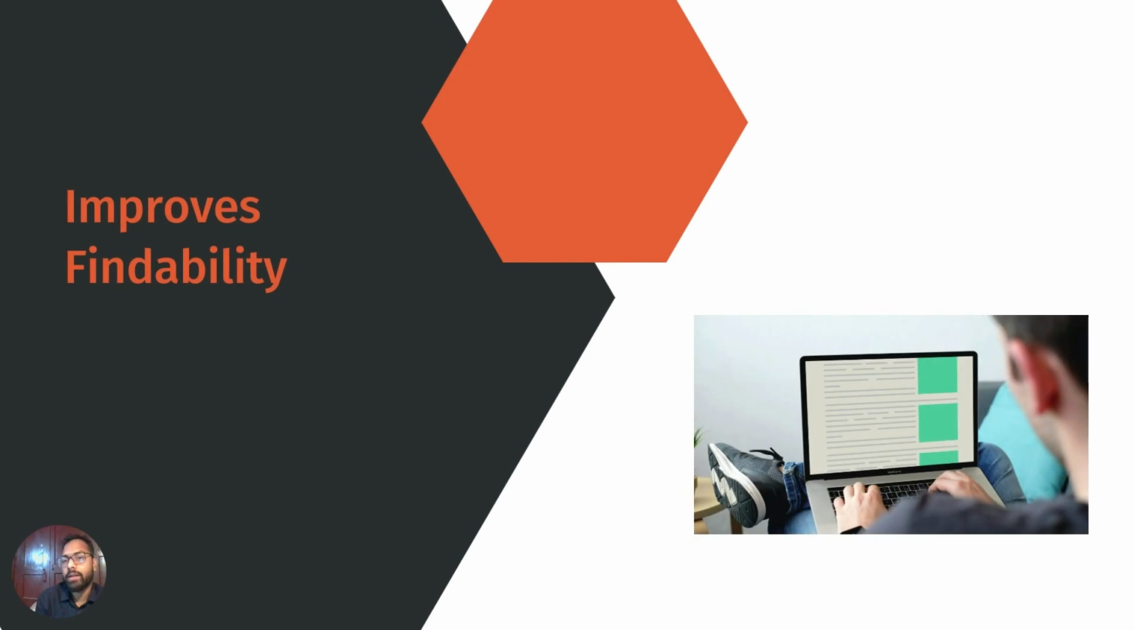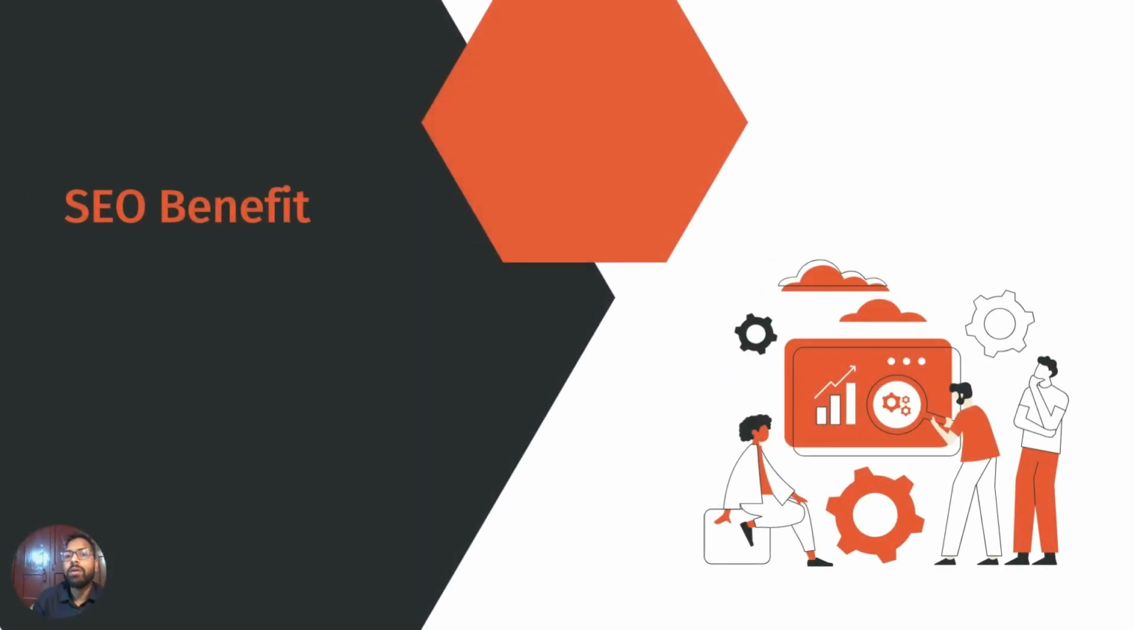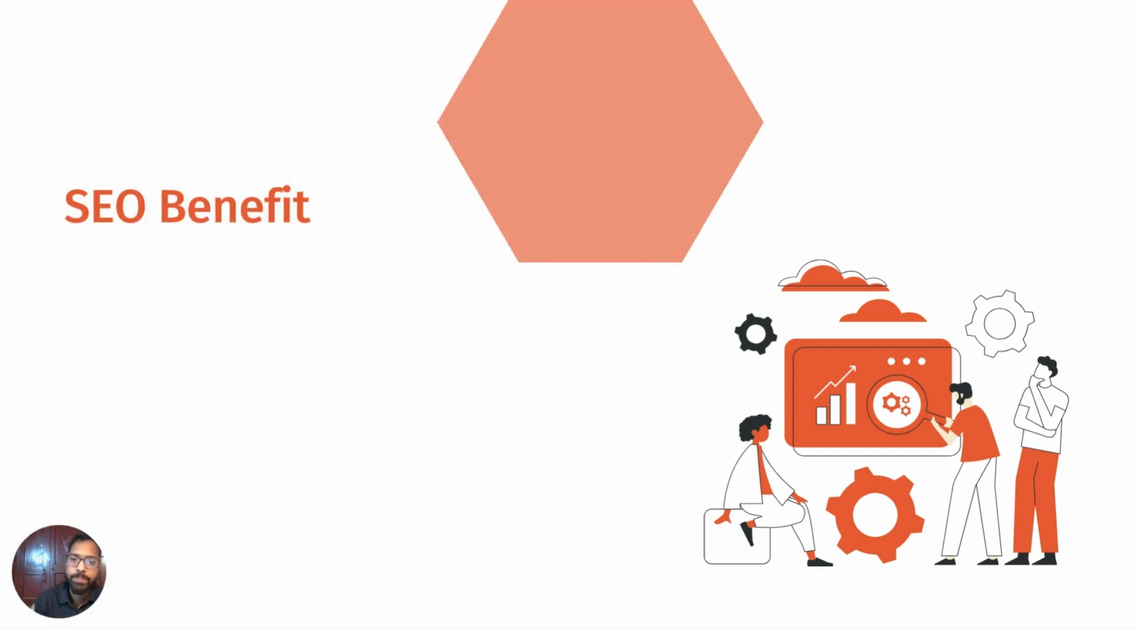Next, improve findability. By helping users navigate easily and find what they are looking for, breadcrumbs help improve a website's searchability. Next, SEO benefit. Google has announced that they are replacing URLs in their search results with sitemap and breadcrumbs navigation paths. This is happening for mobile devices right now, and in the coming days it may be rolled out on desktop as well. It will show users exactly where they will be taken when they click on the search result.